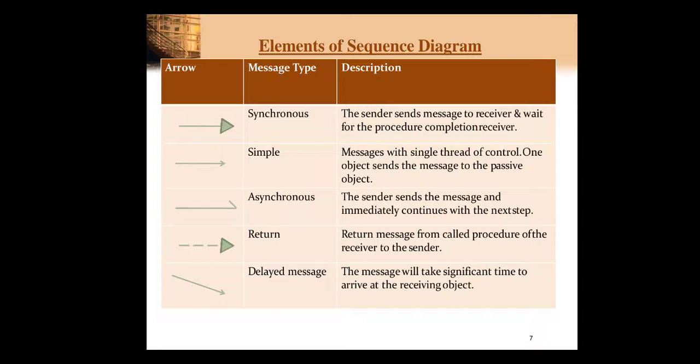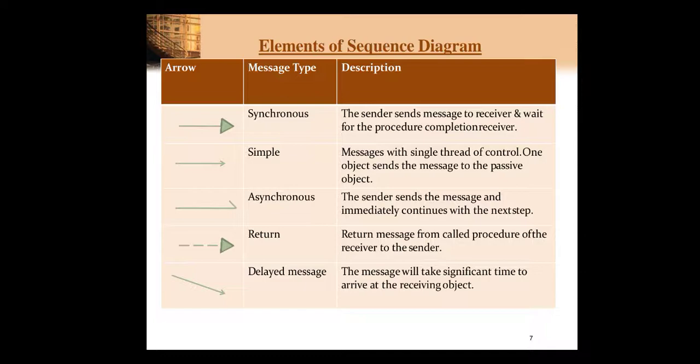Now for representing the messages between the 2 objects, different arrow symbols are used. The first one is the synchronous message. In a synchronous message, the sender sends a message to the receiver and waits until the procedure is completed by the receiver. Okay. The second arrow represents a simple message. When you want to send a simple message, you can use this arrow, which shows a message with a single thread of control, where one object sends the message to a passive object.